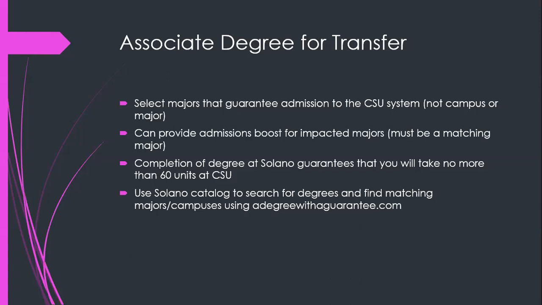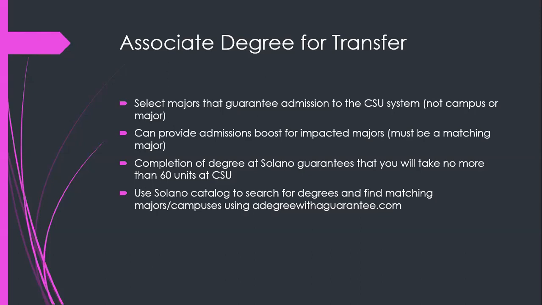Sometimes an associate degree for transfer can provide an admissions boost for impacted majors. Let's say you're trying to get into a communication major that's impacted, and they have a GPA cutoff that you'll need to reach in order to be admitted to the major. If you complete the associate degree for transfer, sometimes a campus will give you a 0.1 boost in the GPA for the admissions process. That isn't everywhere, but some campuses will do that.